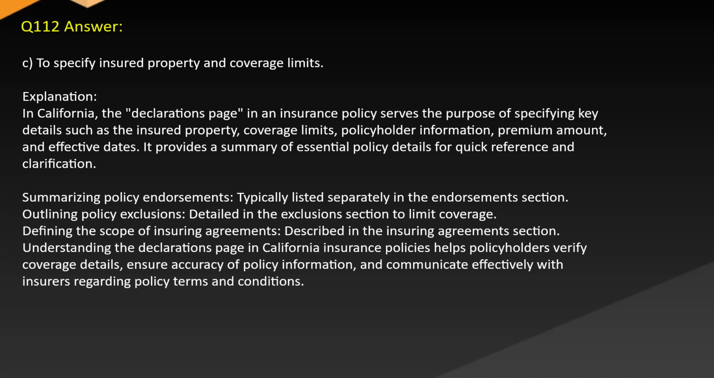Summarizing policy endorsements is typically done in the endorsement section. Outlining policy exclusions is detailed in the exclusions section to limit coverage. Defining the scope of insuring agreements is described in the insuring agreements section. Understanding the declarations page in California insurance policies helps policyholders verify coverage details, ensure accuracy of policy information, and communicate effectively with insurers regarding policy terms and conditions.